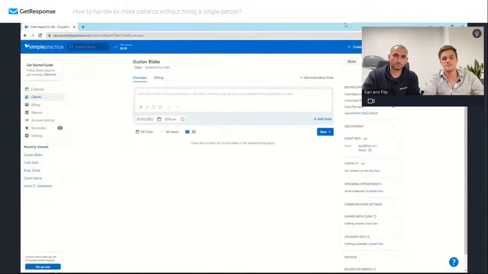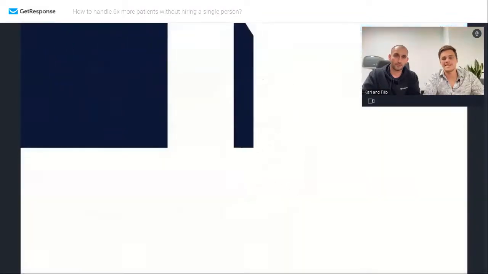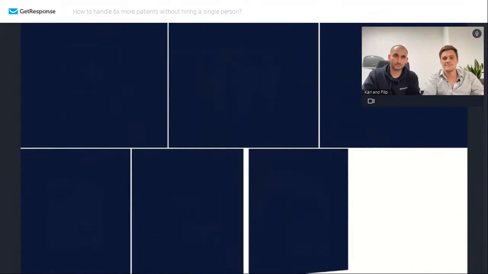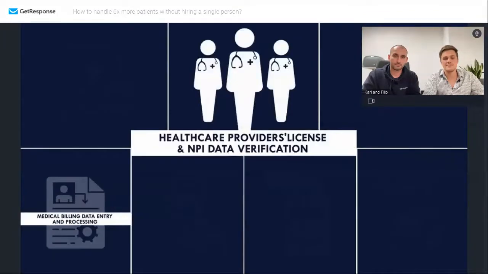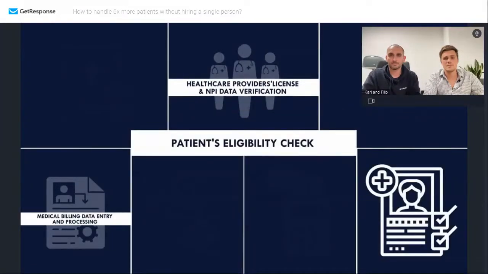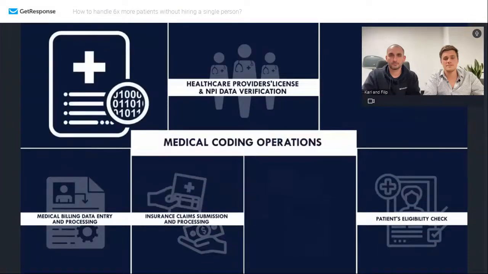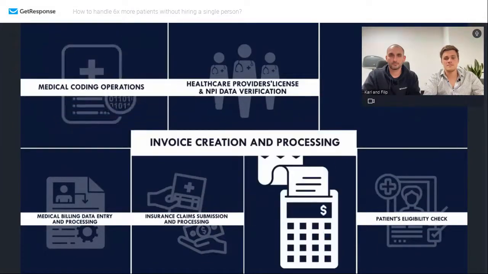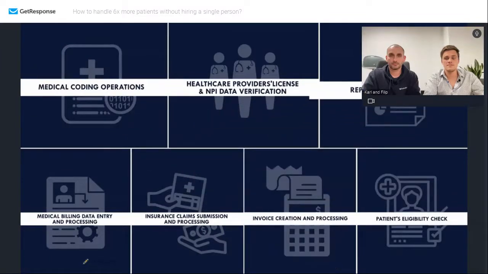This is just one of the many processes that can be streamlined in the medical industry. Robotic process automation can be leveraged to automate medical billing data entry and processing, healthcare providers' license and NPI data verification, patient's eligibility check, insurance claims submission and processing, medical coding operations, invoice creation and processing, report generation, and more.